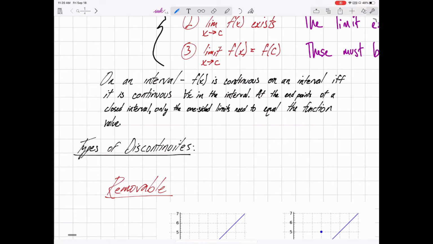Okay, next this statement. When we're talking about some closed interval, that's what we're referring to here. The function is continuous on an interval if and only if it is continuous for all x in the interval. At the endpoints of a closed interval, only the one-sided limits need to equal the function value. We're going to talk more about that a little bit later, because that makes more sense in examples.